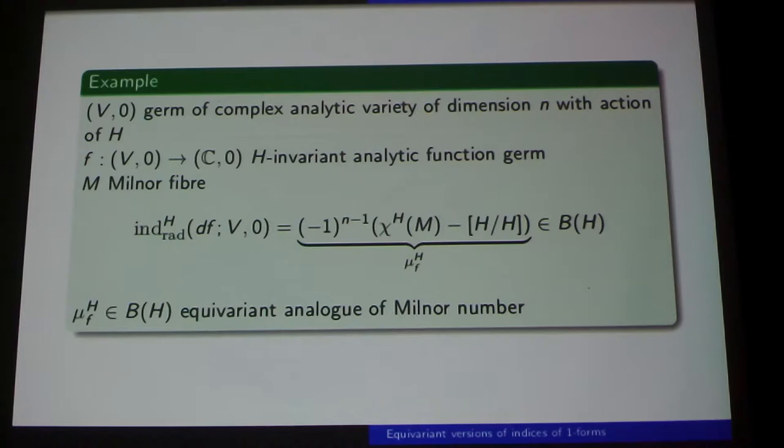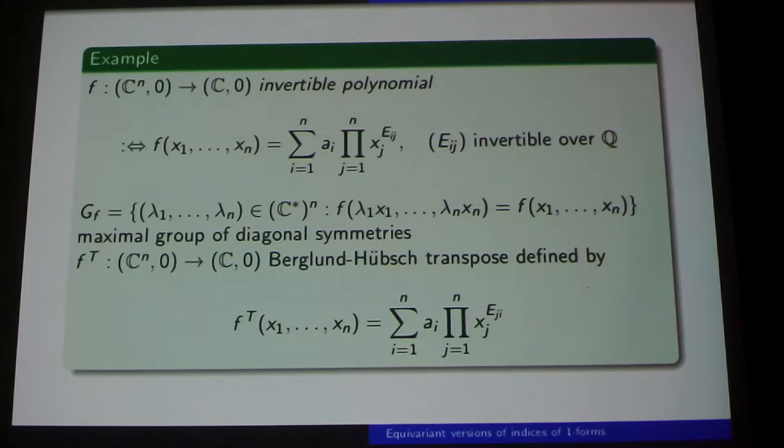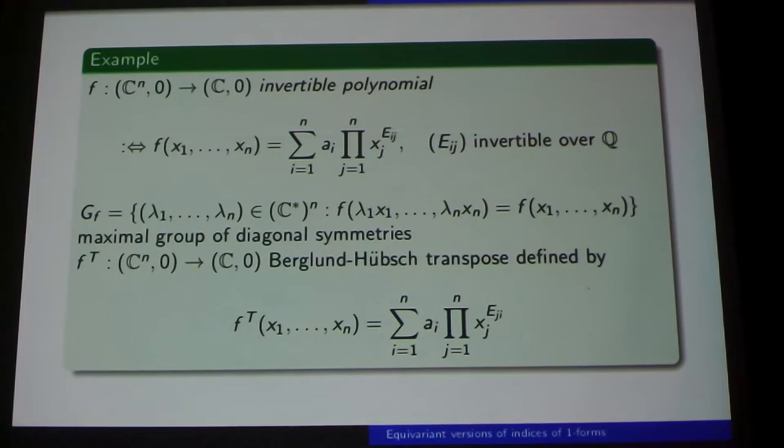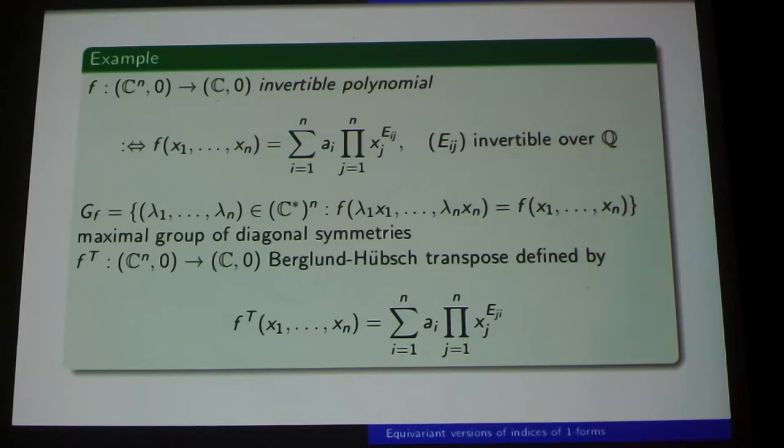So let me give a more specific example, and in fact this is the motivation for us to consider these equivariant versions, because in mirror symmetry, I was also interested in mirror symmetry. In old examples of mirror symmetry, you have the so-called Berglund-Hübsch duality. This Berglund-Hübsch duality can be explained as follows.